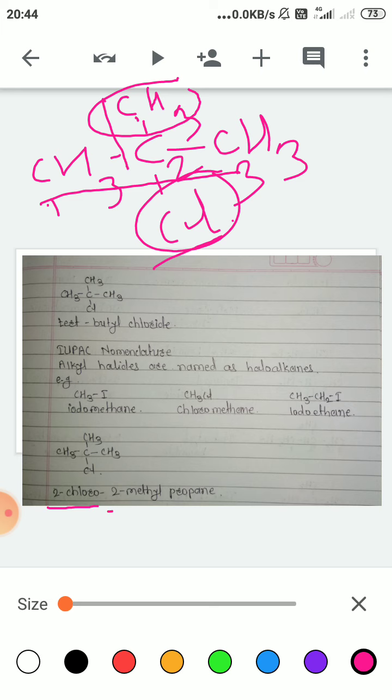then 2-methyl, and the longest chain or the parent hydrocarbon is propane. Therefore, the IUPAC name of the given compound is 2-chloro-2-methylpropane.